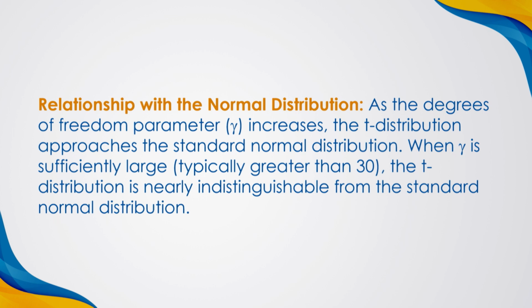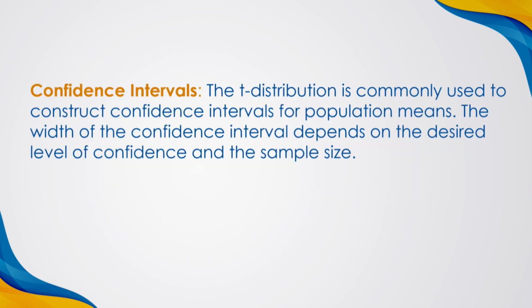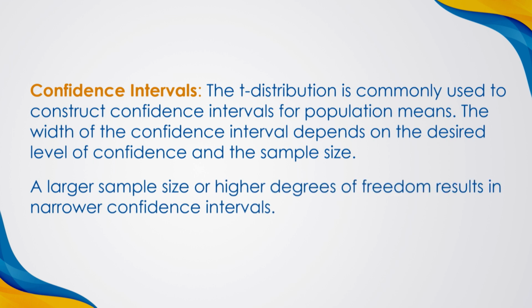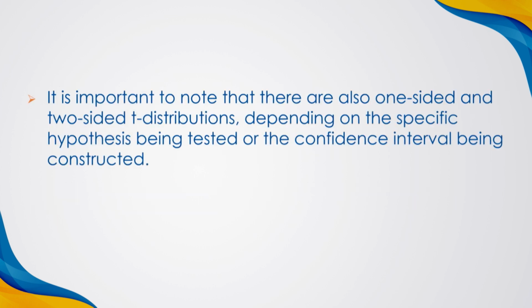Relationship with the normal distribution: as the degrees of freedom parameter gamma increases, the t distribution approaches the standard normal distribution. When gamma is sufficiently large, typically greater than 30, the t distribution is nearly indistinguishable from the standard normal distribution. Confidence interval: the t distribution is commonly used to construct confidence intervals for population means. The width of the confidence interval depends on the desired level of confidence and the sample size. A larger sample size or higher degrees of freedom results in narrower confidence intervals.